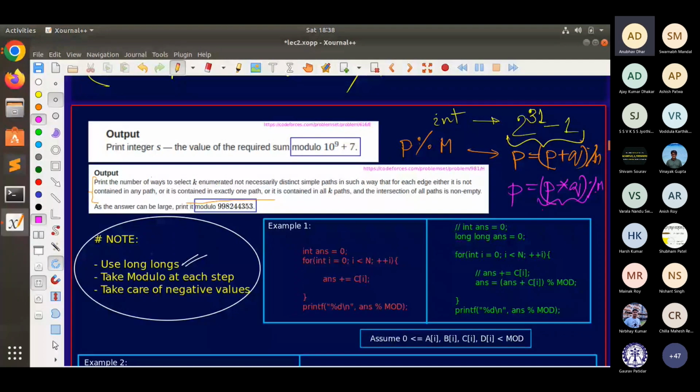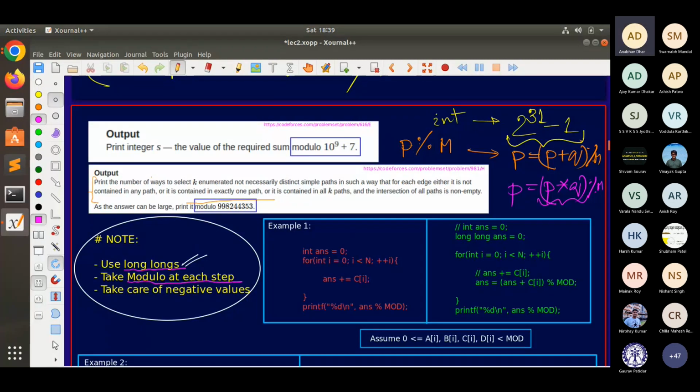So this is 10 to the 9, this is 10 to the 9. This entire thing can blow up to 10 to the 18, and then you are computing modulo again. So you need to use long. Long is a must. Also, you should take modulo at each step.